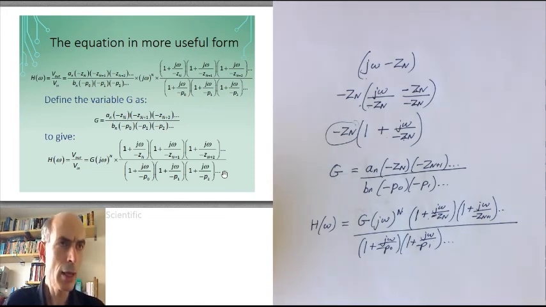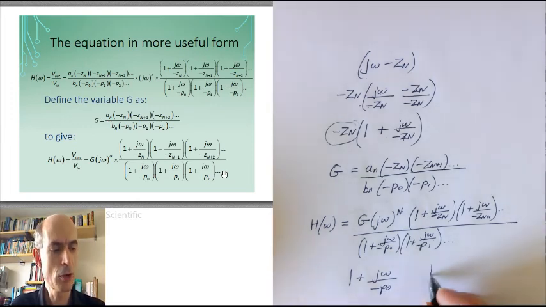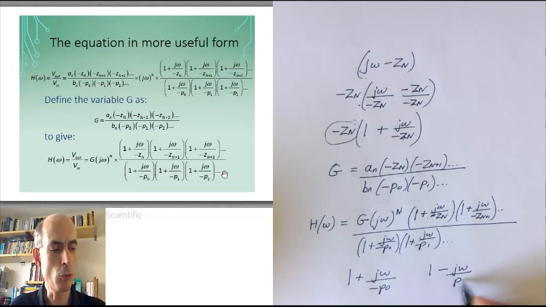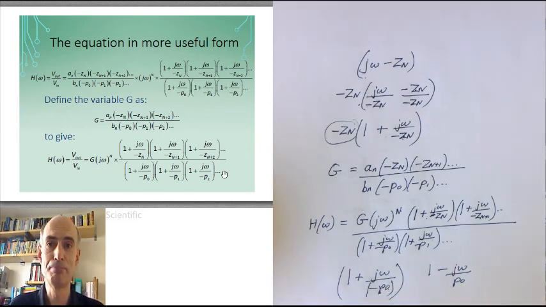And at this stage, you might be asking yourself, why am I writing 1 plus j omega over minus p0? Wouldn't it be easier to write 1 minus j omega over p0? And the reason that I'm writing things in this form is that when we actually calculate the value of these poles, they will almost always be negative. So minus p0 is actually a positive number. We'll see why that is and what it implies in the videos coming up.